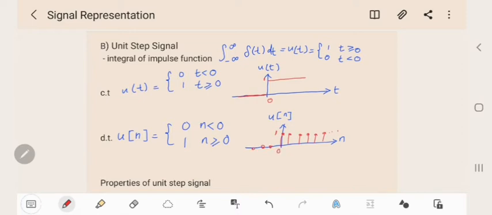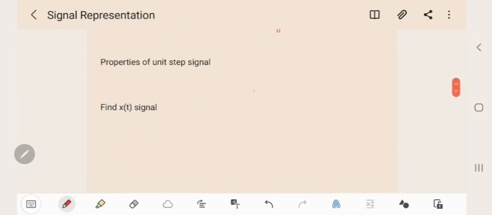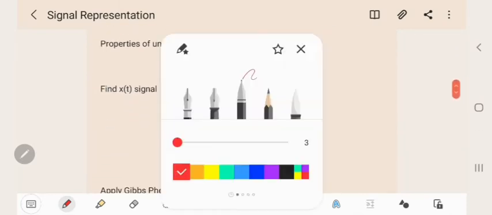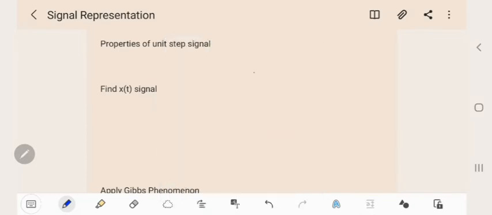Now, we will go to the properties of the unit step signal. For the first property, we will talk about the summation of two unit step signals. Let's say we have the unit step u(t), and we have another signal, u(-t). This one is inverse. So when we want to find x(t), the summation of u(t) plus u(-t), what do you expect?